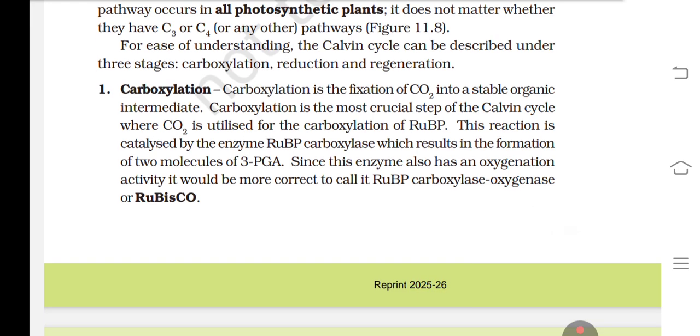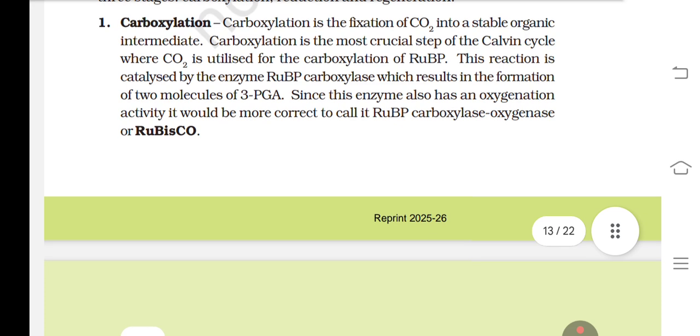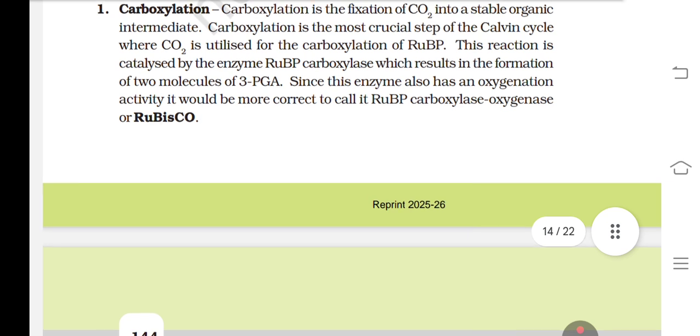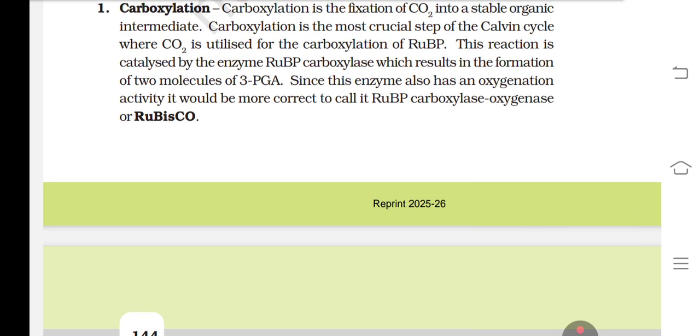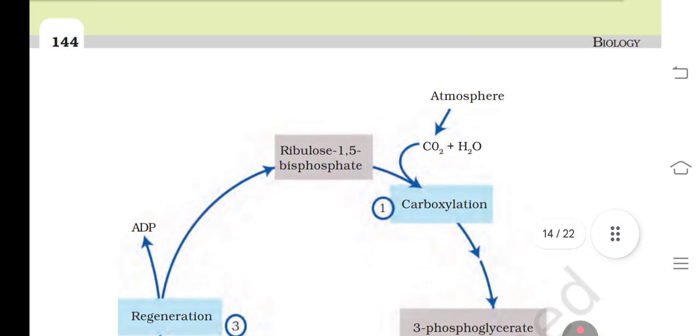Carboxylation. Carboxylation is the fixation of carbon dioxide into a stable organic intermediate. Carboxylation is the most crucial step of the Calvin cycle, where carbon dioxide is utilized for the carboxylation of RuBP. This reaction is catalyzed by the enzyme RuBP carboxylase, which results in the formation of two molecules of 3-PGA. Since this enzyme also has an oxygenase activity, it would be more correct to call it RuBP carboxylase-oxygenase, RuBisCO. Ribulose 1,5-bisphosphate.